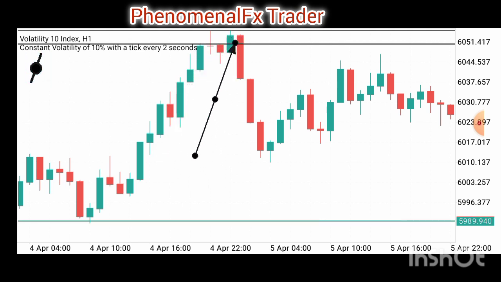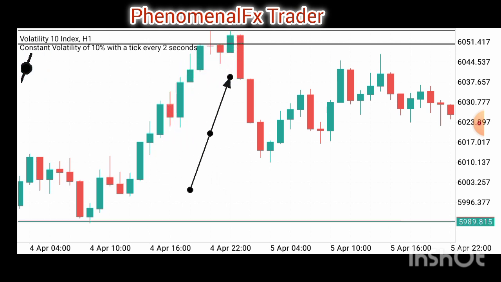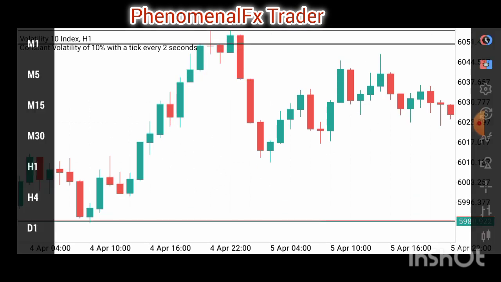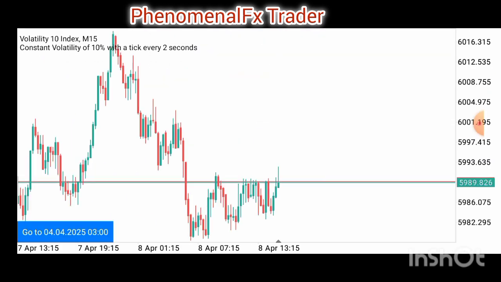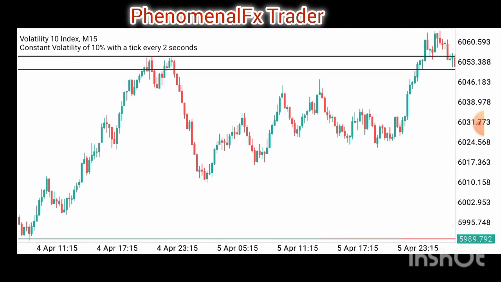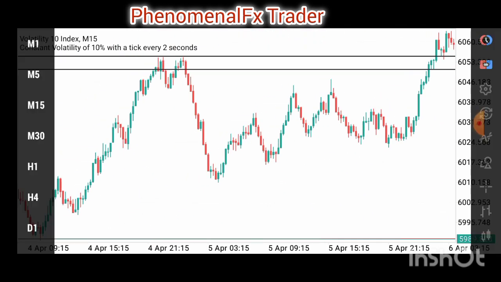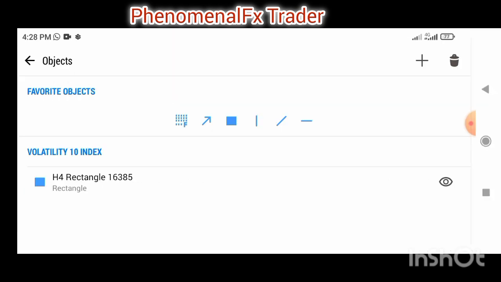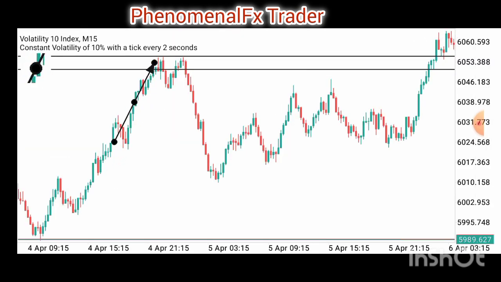But what also confirmed and made me enter this trade is because, as you can see right here, this is a double top, guys. It may not be really clear enough for you to see here, but if you go down to the 15 minutes time frame, you will see that that's a very clear double top. Where is it? Look at it right here, guys. A very clear double top.